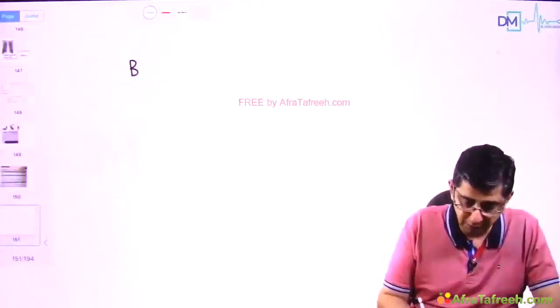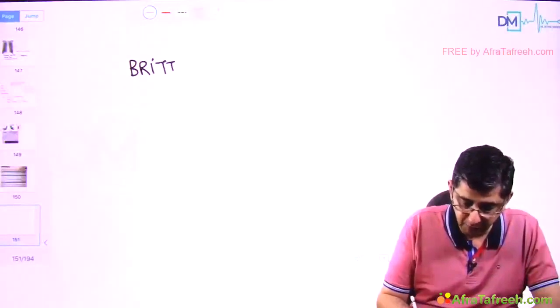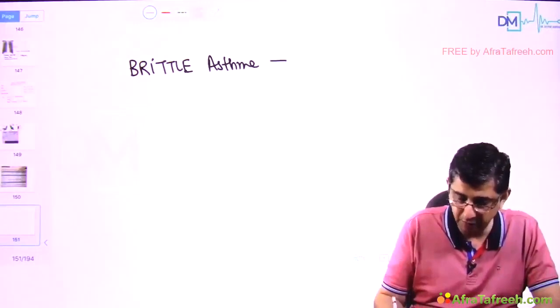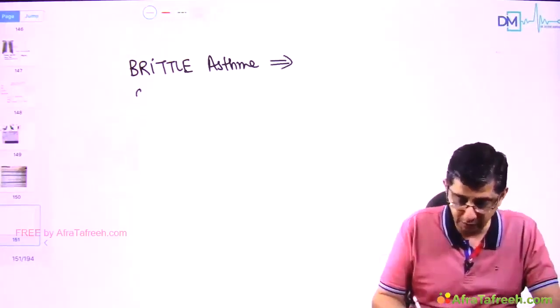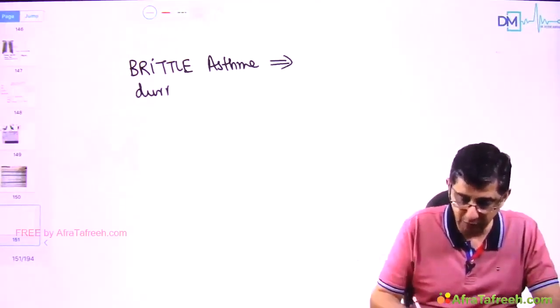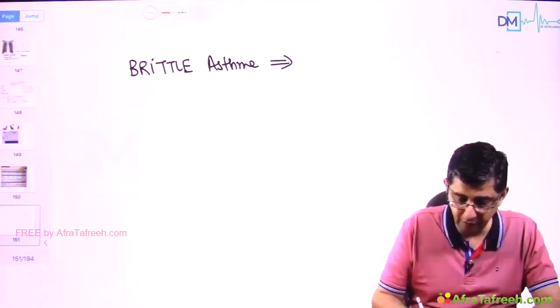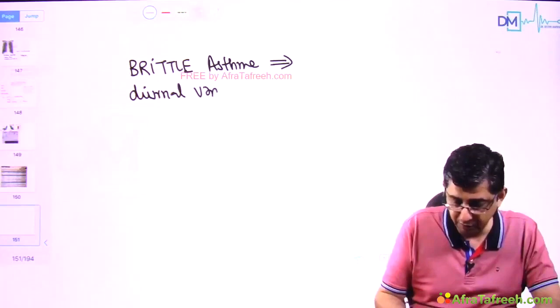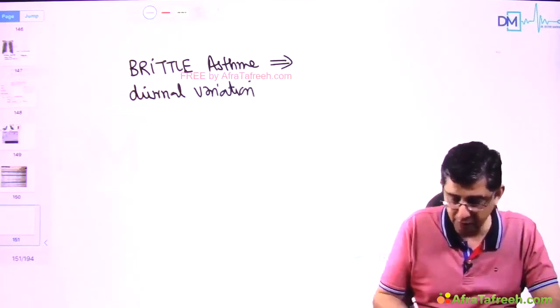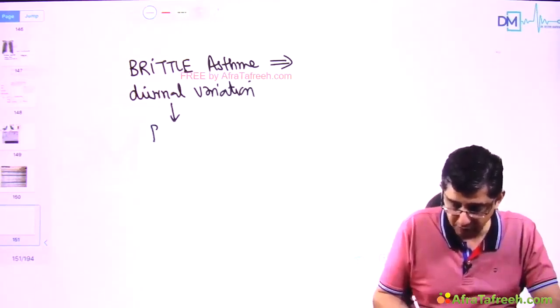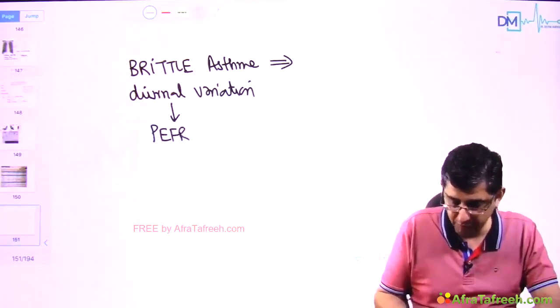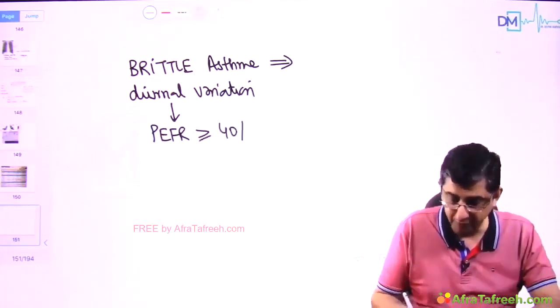If he begins by simply saying brittle asthma, then in brittle asthma the attacks can be so severe that the patient can die in 1 hour. In brittle asthma, you will also have diurnal variation of attacks. Not only a nocturnal variation, you could have a diurnal variation of attacks. What I mean by diurnal variation is that the peak expiratory flow rate of the patient can vary more than 40% on a daily basis.